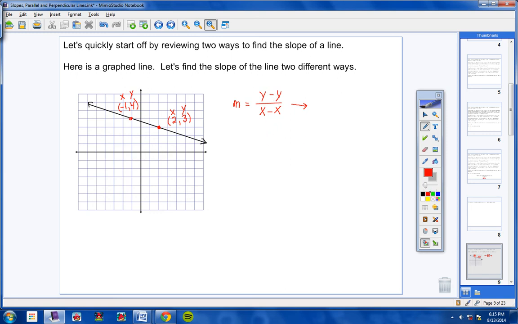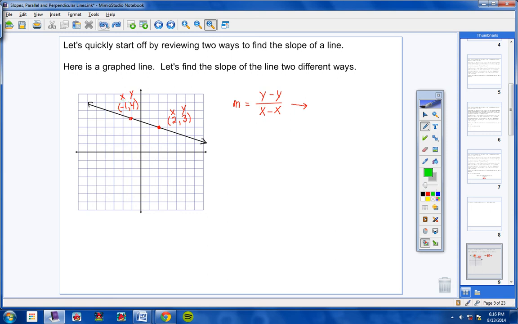Now, listen to me. It does not matter which x value you put first in for x, but if you put the 2 in first for this x here, then you better put this 3 in first for the y up here. If you choose to put this x in here first for this x, then you better put this y here in first for this y here. Okay? All right, moving on.